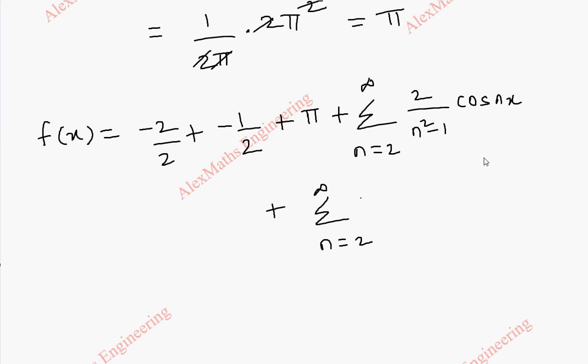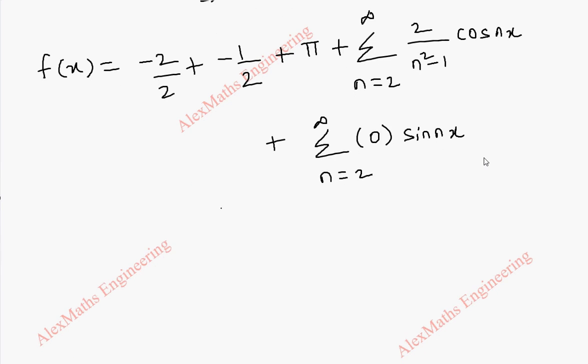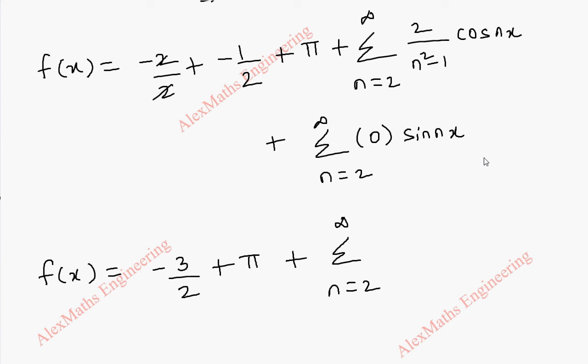So anyway, this entire term is not there, into sin nx. Now again, rearranging this is minus 1. So f of x equal to minus 1 by 2 is minus 3 by 2 plus pi plus sigma n equal to 2 to infinity 2 by n square minus 1 into cos nx.